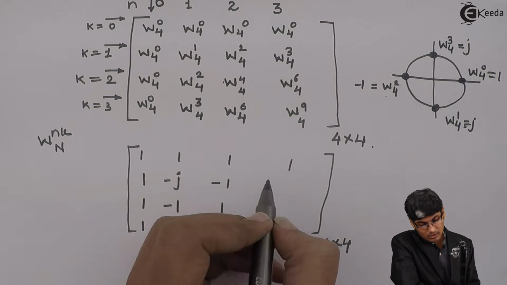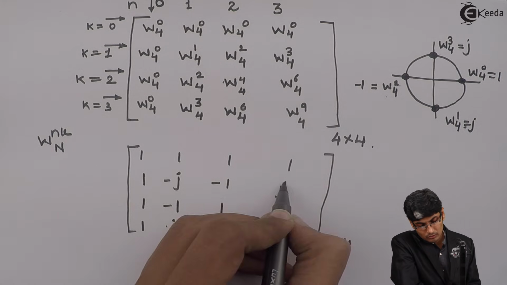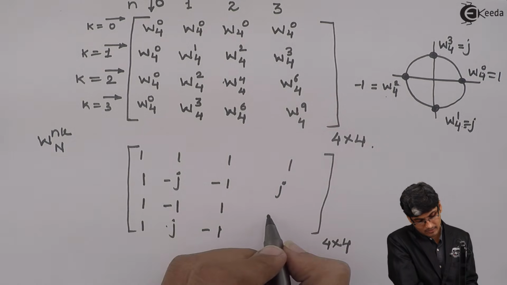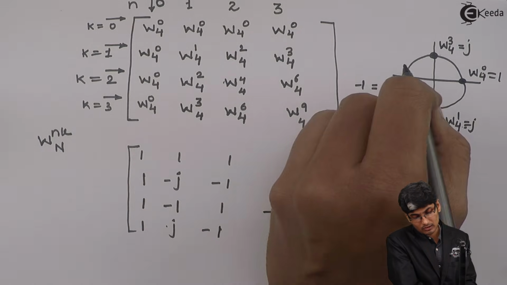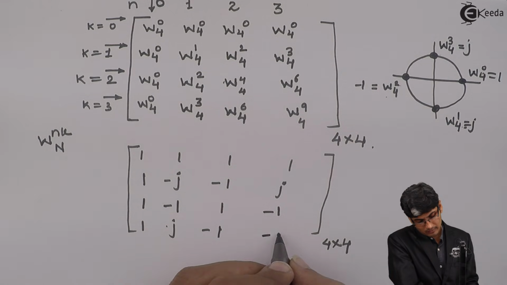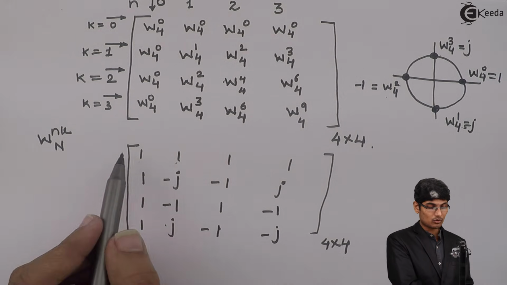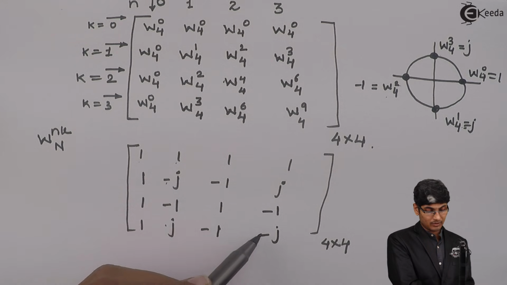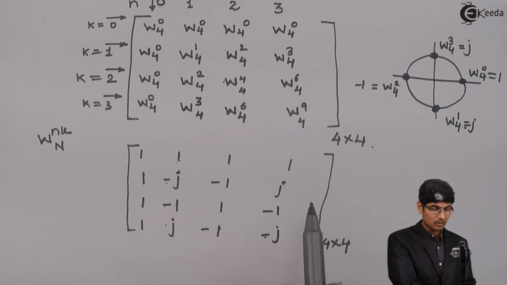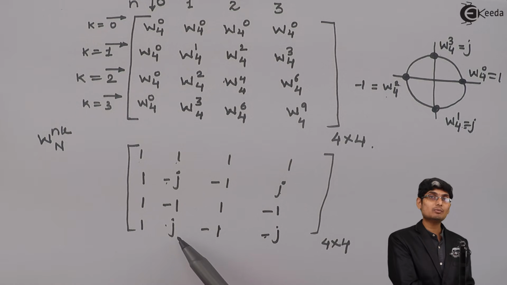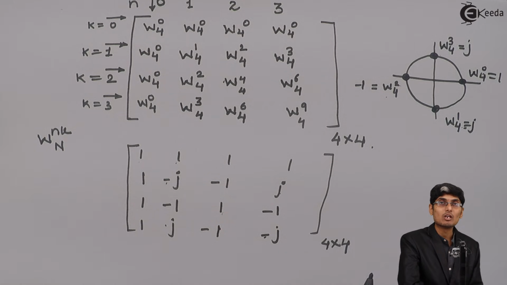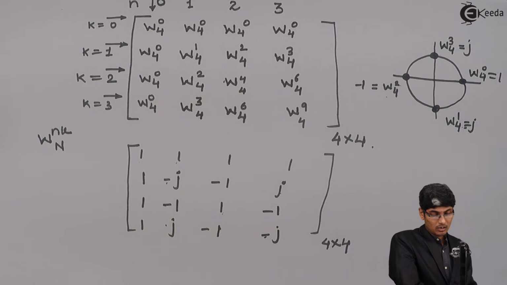Then W4 raised to 3 is j, W4 raised to 6, so this is 4, 5, 6, which is minus 1, W4 raised to 9, now 6, 7, 8, 9, which is minus j. So the matrix has all ones in the first row and first column, minus j on the principal diagonal, j opposite to the principal diagonal, minus 1s in a rhombic shape, and 1 at the center. So this is the twiddle matrix for a 4-point DFT.